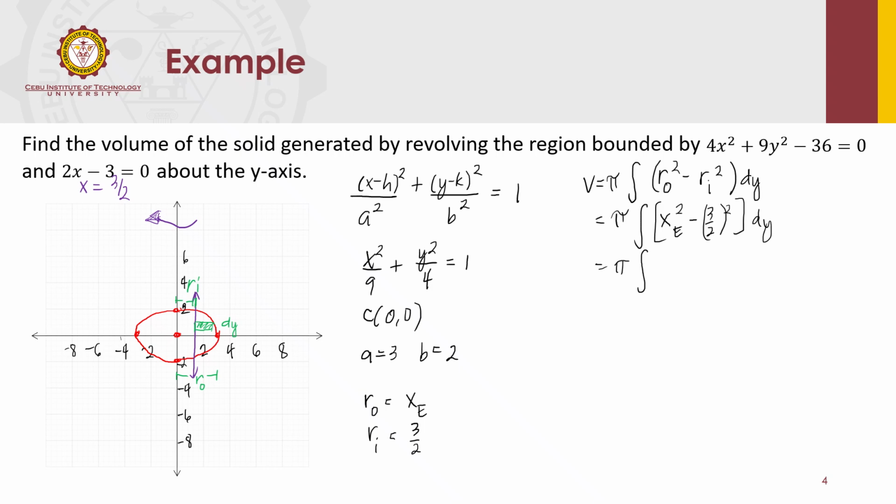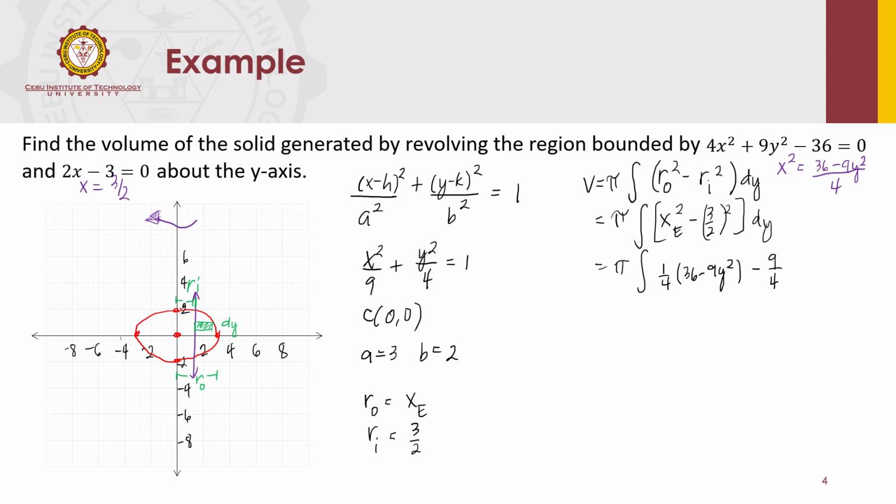So let's just put the expression here, or the equation here. We're going to transfer 36 and 9y squared to the other side. Divide everything by 4 to solve for x squared. That's 1/4 times, so let's put the constant outside. So that's 1/4 of 36 minus 9y squared. Okay, minus 9/4, the square of 3/2 is 9/4.